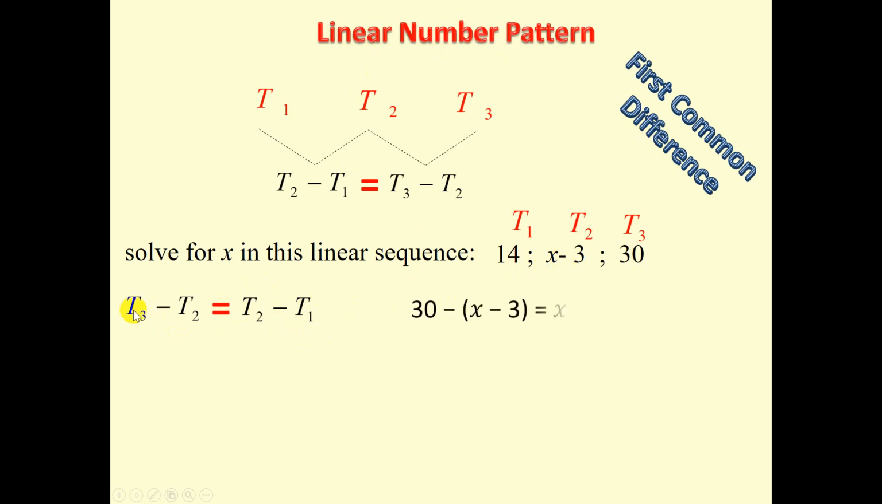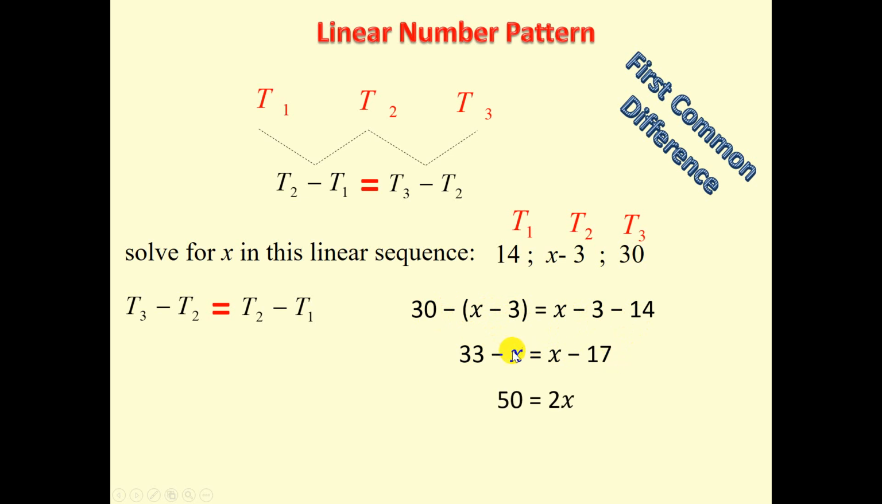And we're going to implement this. So we're going to have term 3 minus term 2, which is x minus, we're starting with 30 minus x minus 3. We'll keep a bracket because the negative will change your sign, is equal to term 2 minus term 1, which is x minus 3 minus 14. And we're now going to distribute the negative sign, which will change your signs. We'll get 33, and that is a negative times a negative is a positive 3. So 30 plus 3 is 33, minus x is equal to x minus 3 minus 14 is minus 17.